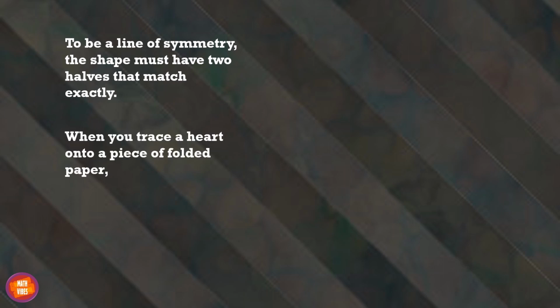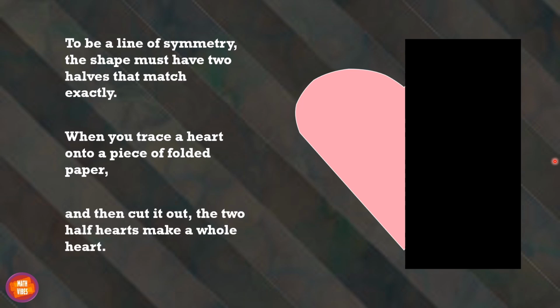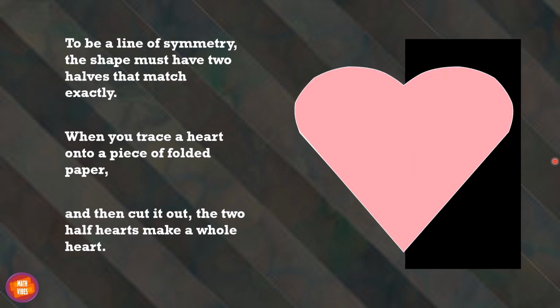Now, when you trace a heart onto a piece of folded paper, suppose I want to make a heart, and even if you are not a pro in art, but if you know art a little bit, then what you will do is fold the paper and draw half of a heart. And when you cut that half heart on the folded paper, ultimately when you open it, it will become a complete heart. How? Let's see. Suppose I made this half heart, and when you cut it out, the two halves will make a whole heart. Both half hearts together make a whole heart, right? It is just an example.